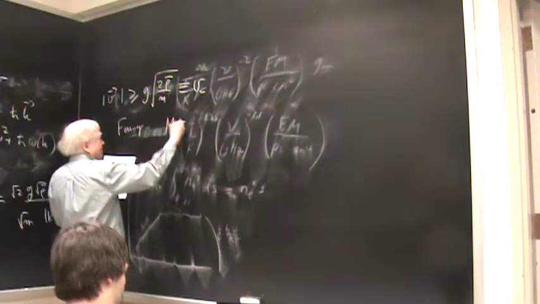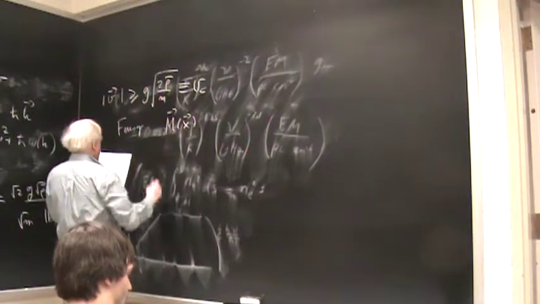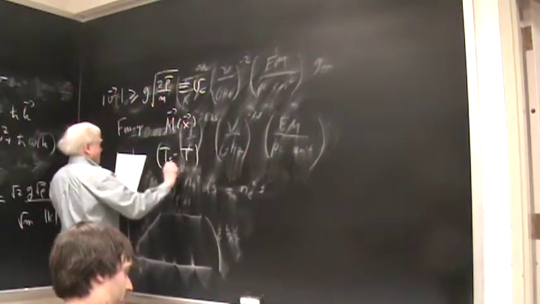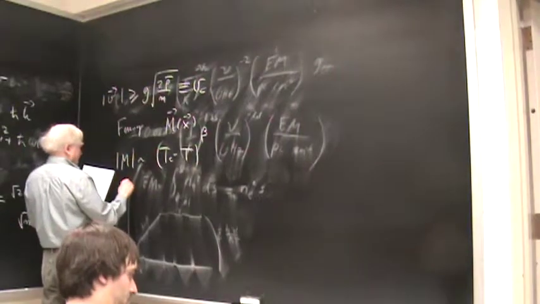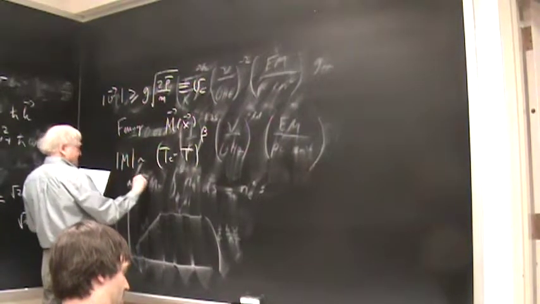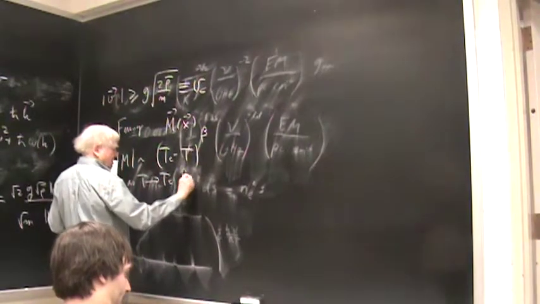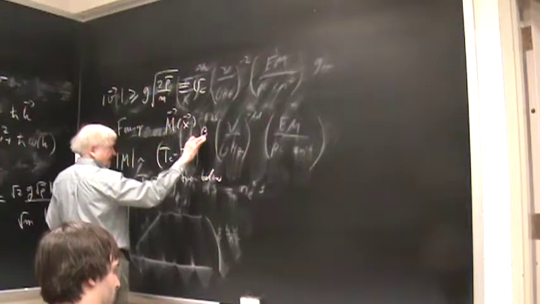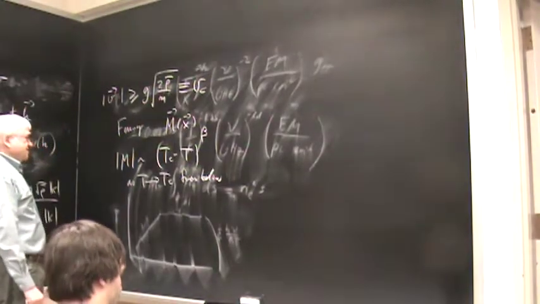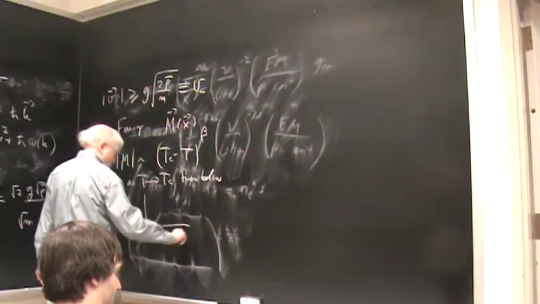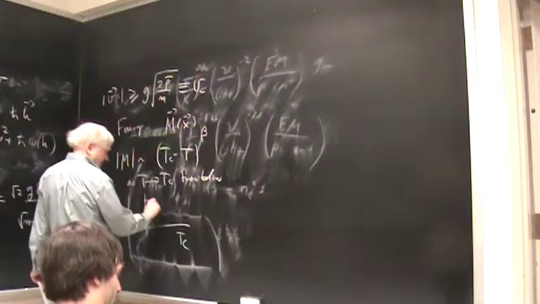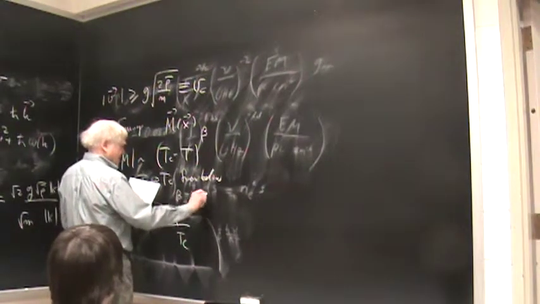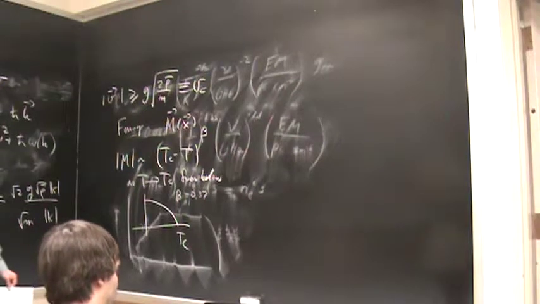We've got a magnetization, M of x. And the absolute value of this is going to be something like Tc minus T to the beta. And so as T approaches Tc from below, then Tc minus T is positive, and we've got some exponent there, and so the magnetization goes to zero. If we look at the magnetization, and there's Tc, and we're below, then it does something like that, say. The actual value of beta for ferromagnetism, at least in some cases, is 0.37, so it's a little more than a third.